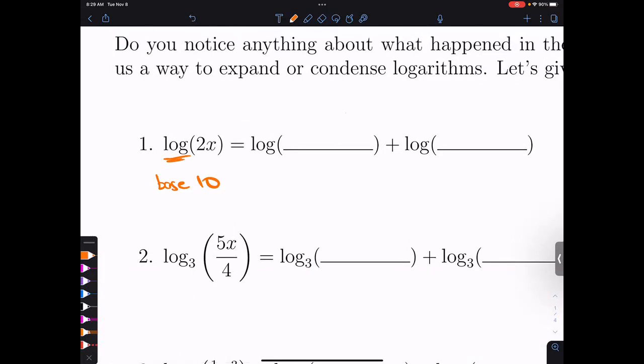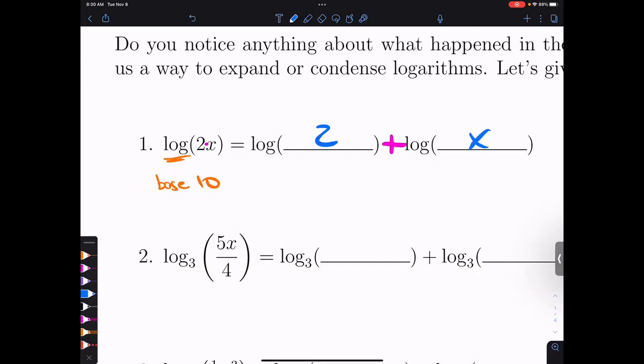Log with no base written means it's base 10. 2x: how are those things actually connected or combined? Multiplication. So the log of a product becomes the sum of separate logs, right? So how would you write that? The log of 2 times x would become the log of 2 plus the log of x.